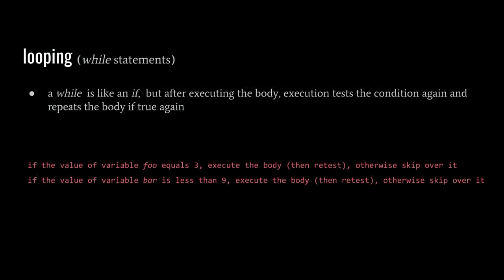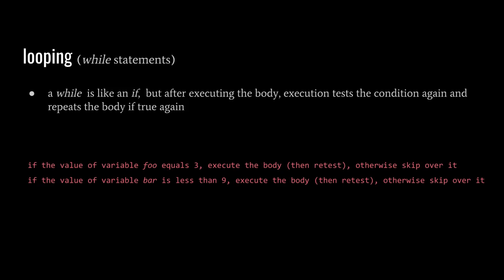In addition to branching in code, we often want to be able to loop. We want to have a chunk of code that potentially repeats some number of times. This is done with what's called a while statement, which is actually exactly like an if, but for one difference. Like an if, when the condition of a while tests true, then the body will execute. But unlike an if, after executing the body, execution will jump back and reevaluate the condition, and if the condition is true again, it'll execute the body again.